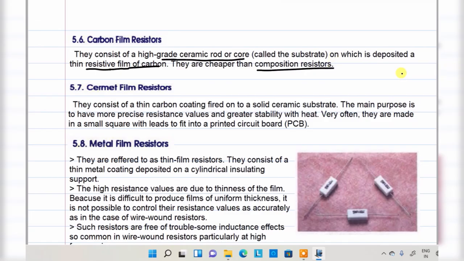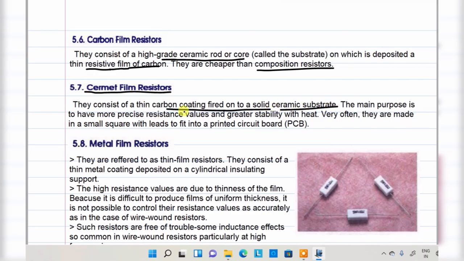That is enough for the carbon film resistor. What is the difference from the carbon composition? We deposit the resistive carbon film on the high grade ceramic rod. Next one, the cement film resistor. It is also a category of carbon resistance. Instead of the resistive carbon film, you use a thin carbon coating fired on a solid ceramic substrate.